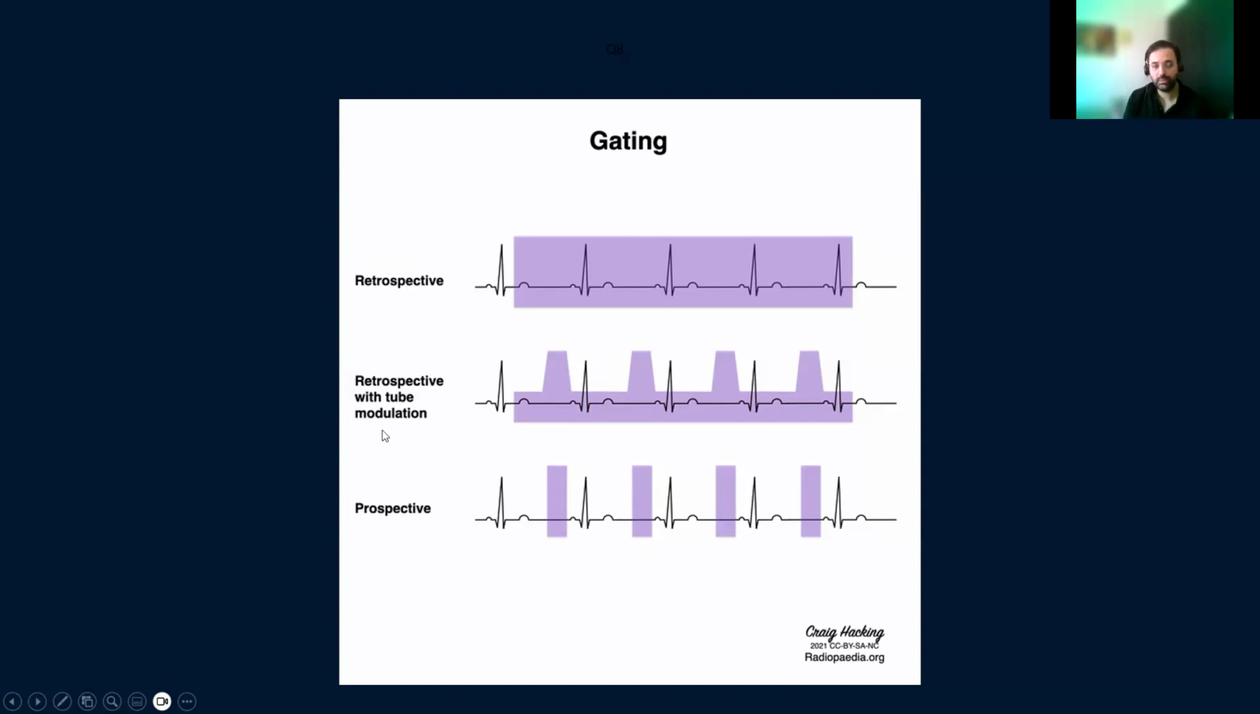Or what you can sometimes do is a retrospective tube modulation, where you give more radiation during a particular phase of the diastole, say 70 to 80%, and the rest of the time your tube current goes down. You see the tube current is low here, goes up, goes down, goes up. So the radiation dose is between prospective and retrospective, but at least you don't have missed data. In case some abnormal heart rhythm comes up, or the patient's heart rate suddenly jumps up while giving contrast, you can still reconstruct something based on these phases and not fully rely on just one phase.